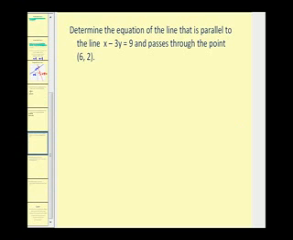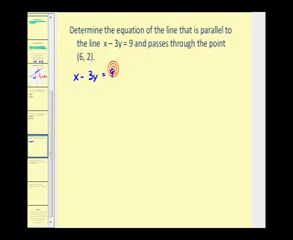Okay, but the focus of this video is to determine equations of lines based upon given information. So on this question, we want to determine the equation of a line that is parallel to this line and passes through the point (6, 2). So the first thing we need to do is take the given line and determine what the slope is. And we're going to do that by solving this equation for y. So we'll start by subtracting x on both sides.